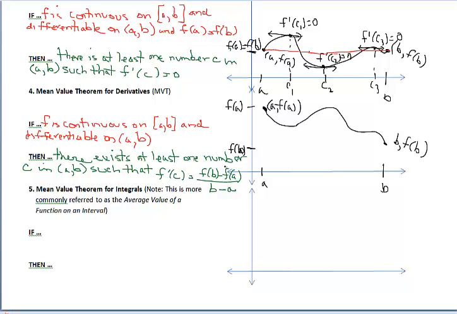There exists at least one number c in the open interval from a to b such that the slope at that c value on the graph is equal to this expression right here. Well, if you think about this expression, this is actually just delta y over delta x. It's a change in y over change in x from the left endpoint to the right endpoint. So let's get a graphical representation of f of b minus f of a over b minus a. It's actually just the secant line through these 2 points.